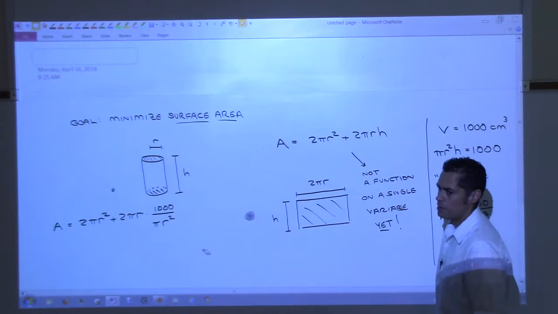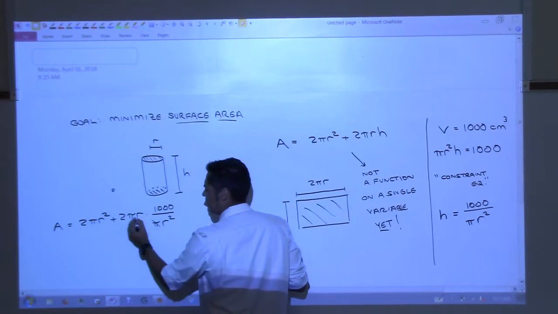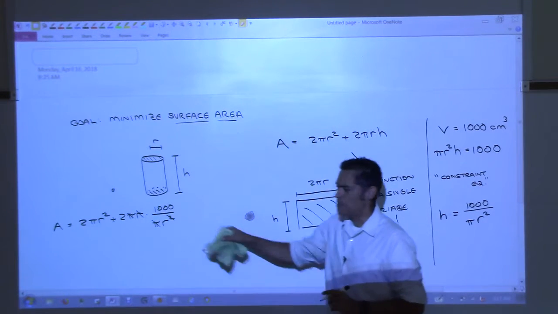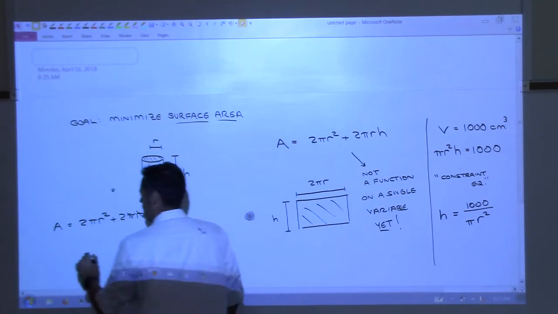Any questions? I can clean this up a little bit, right? I think I get some pi's to cancel here. I think one of those r's cancels. 2 times 1,000 is 2,000. So why don't we write it this way?